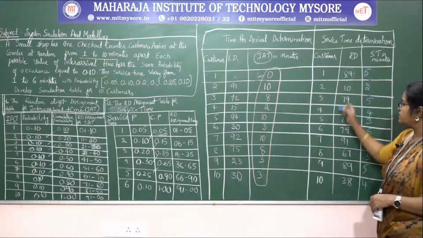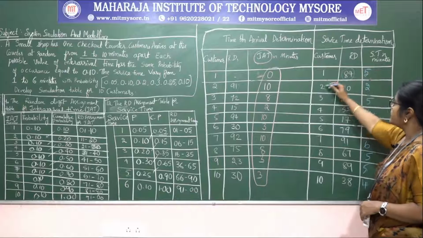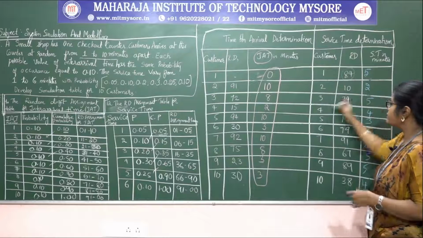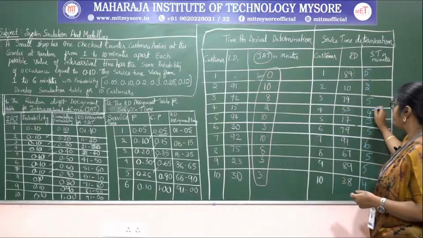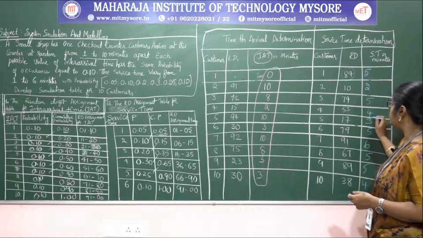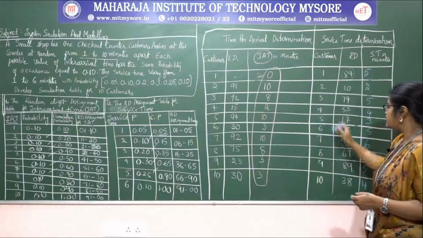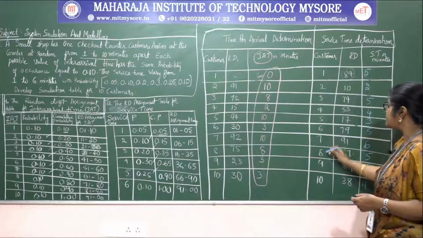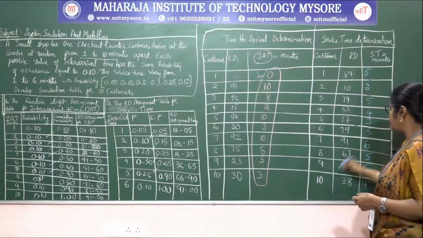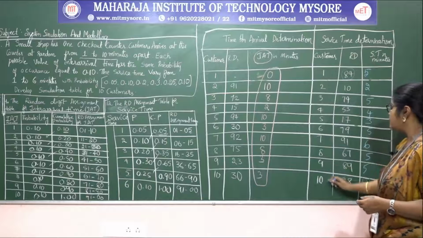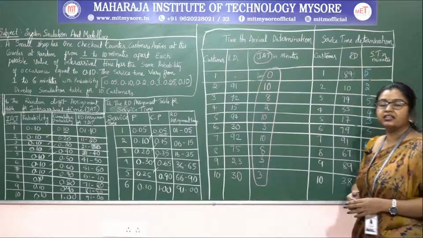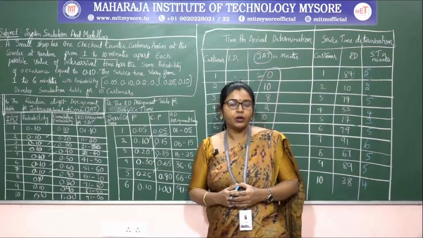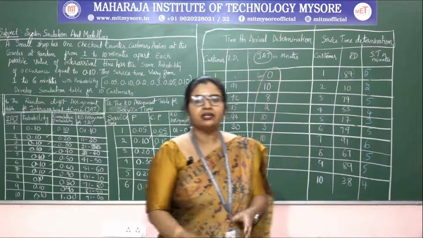Okay. The meaning of this is, the first customer takes 5 minutes, the second customer will take 2 minutes of service, the third customer will take 5 minutes of service, the fourth customer will take 4 minutes of service, the fifth one will take 3 minutes of service, the sixth one is going to take 5 minutes of service, the seventh one is going to take 6 minutes, the eighth one is going to take 5 minutes, the ninth one is going to take 5 minutes, and the 10th customer is going to take 4 minutes of service. Okay, this is the service time.